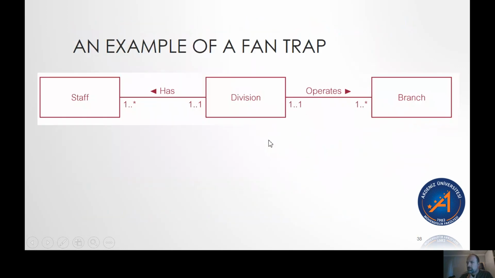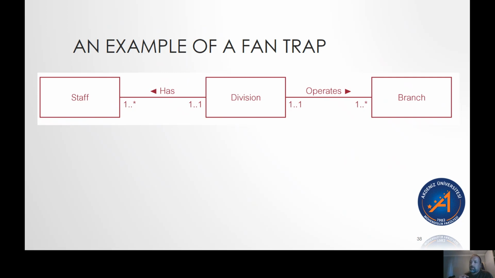Anytime, let me go back to the original problematic diagram. Anytime you have a one-to-many relationship like this and a one-to-many relationship like this, but there could exist a relationship between these two, chances are you have a fan trap. Okay. And what type of relationship exists here? Well, staff work at branches, so there must be a one-to-many relationship. So instead of having a one-to-many here and one-to-many here, we could do a one-to-many to branch and then another one-to-many. And guess what? We haven't lost anything.